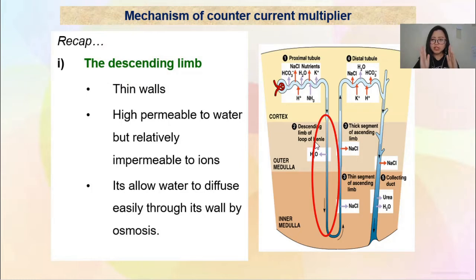Okay, so just a quick recap, kita tengok balik structure loop of Henle ini. The descending limb will have thin walls. Descending limb is also highly permeable to water but only relatively impermeable to ions. So it will allow water to diffuse easily through its walls via osmosis.